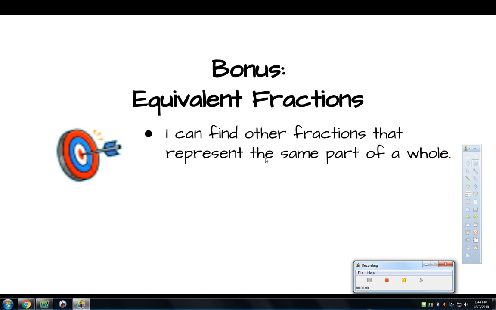We're going to be diving into a new topic. Topic 7 is all about adding and subtracting fractions and mixed numbers. And so there are a number of sections that correspond to the book. There's also going to be some bonus sections which should hopefully be a review, but just in case, here it is. So today we're going to talk about equivalent fractions, and that's that I can find other fractions that represent the same part of a whole.